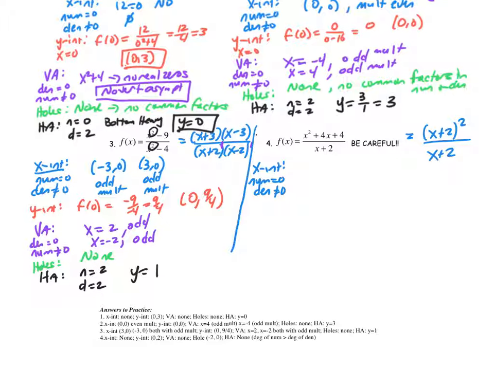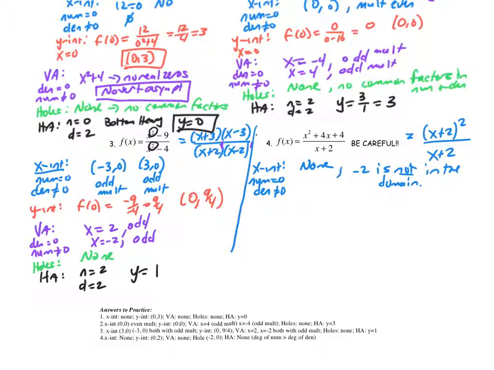So in this case, there are none because x plus 2 would give us a 0 at negative 2, but that is also a 0 of the denominator. Okay, so we want to remember negative 2 is not in the domain, so it cannot be an x-intercept, which means when x equals negative 2, we're either going to have a vertical asymptote or a hole.